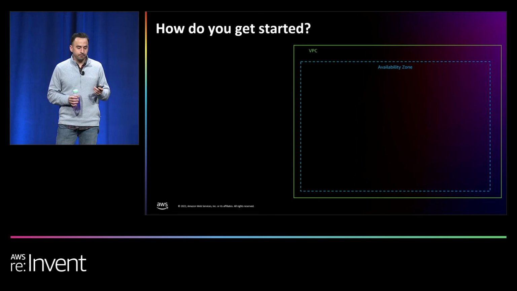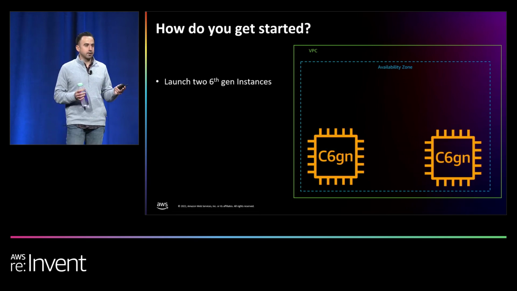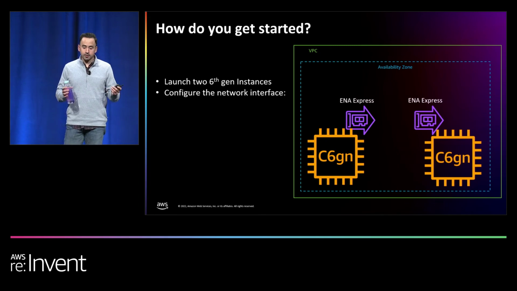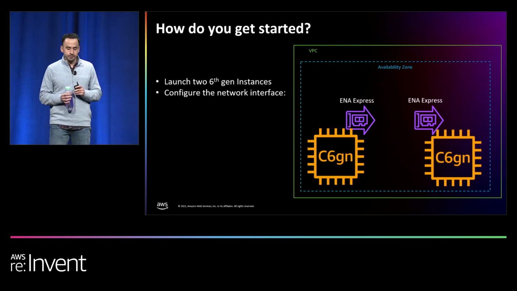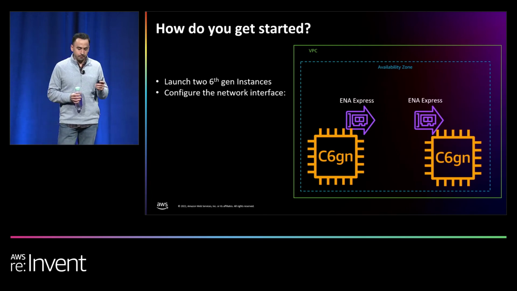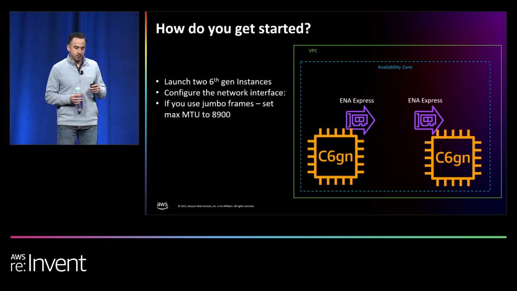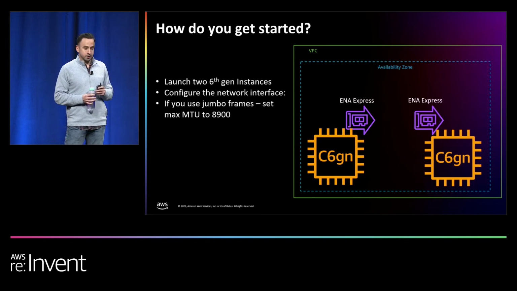So how do you get started? First, you need to launch 2 instances in the same availability zone. You need to enable SRD on your network interface. And like I said, that can be done with a simple modify or attach network command. And it's that simple. Now, there is one caveat. Because we are encapsulating and decapping your packets, we do ask you to adjust your max MTU if you're using jumbo frames, down from 9001 down to 8900.